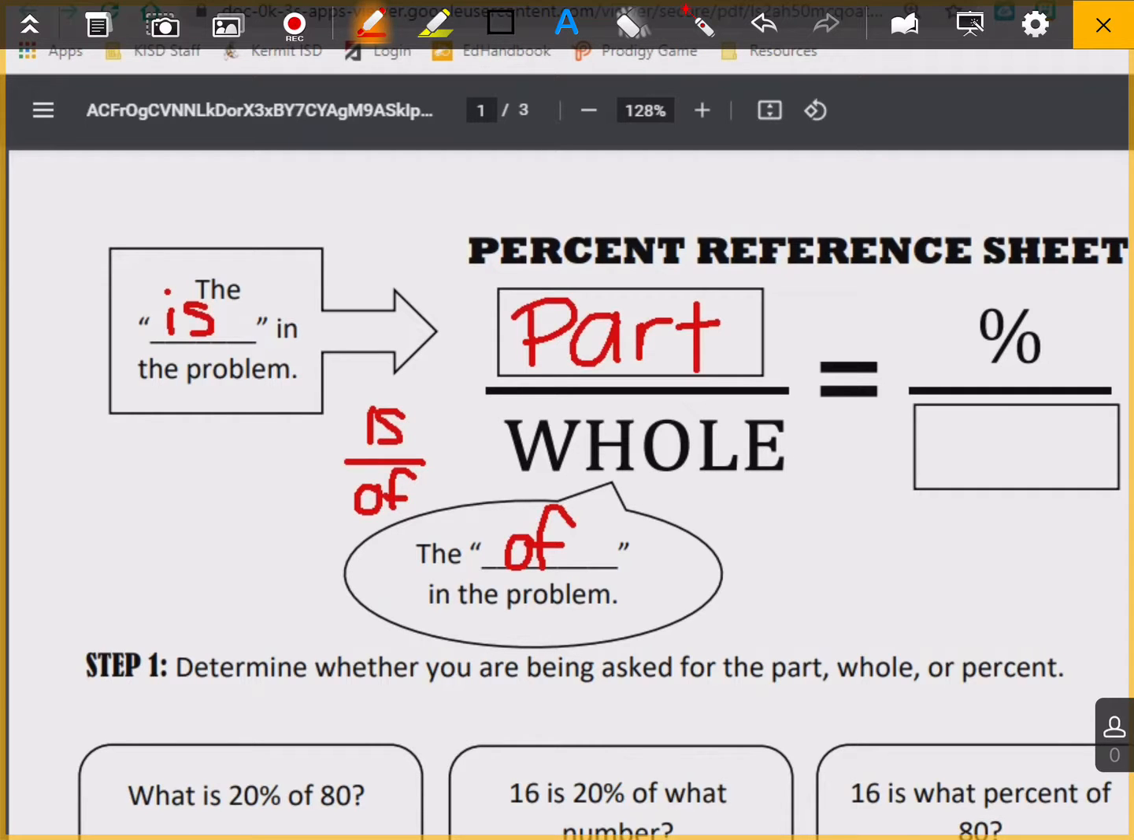On the other side of the equal sign, we have our percent. So if it has the percent sign, we're going to put that number up top on the second fraction. And percent is always, always, always over 100.